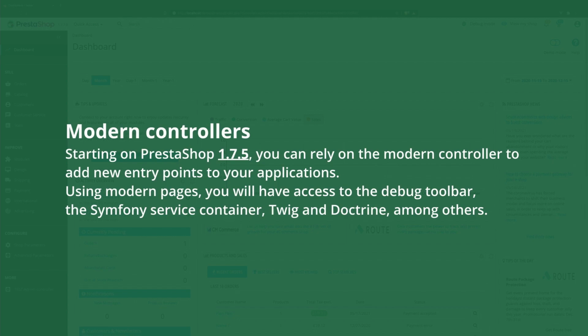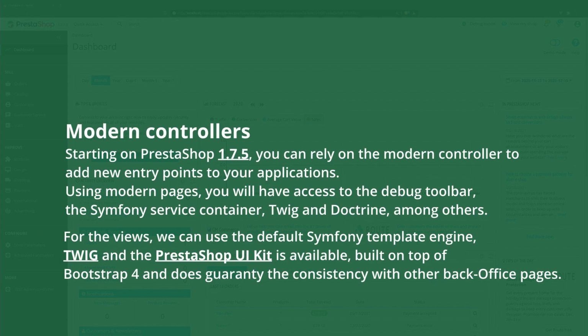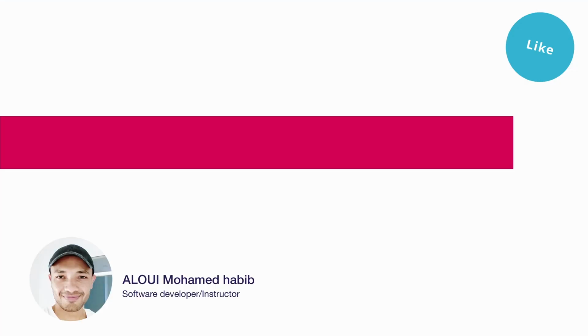For the views also, we can rely on the Symfony default templating engine, as we said, twig, and also we have the Prestashop UI kit that is available for us, built on top of Bootstrap 4, and it does guarantee consistency with other back office pages. So alright, after this quick intro, it's time to tackle the subject in more detail. In the coming episodes, we will learn how to create a legacy controller and a modern controller.